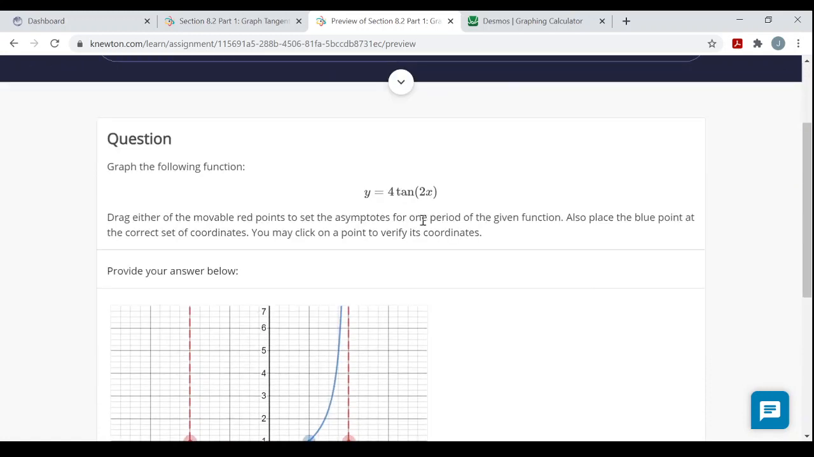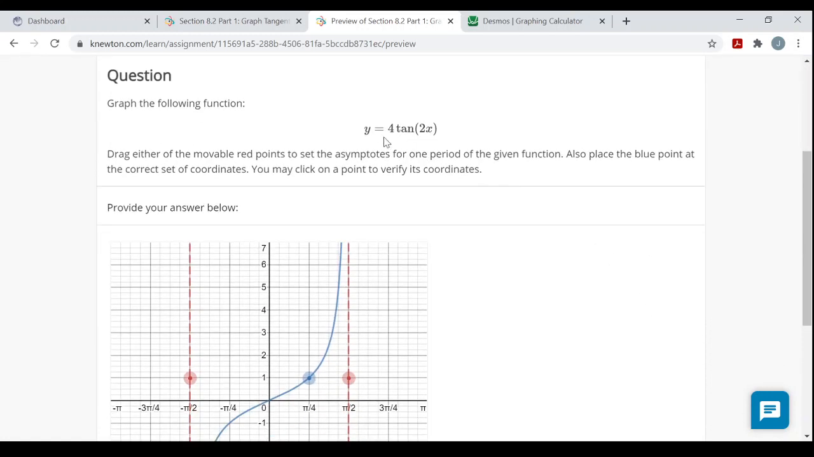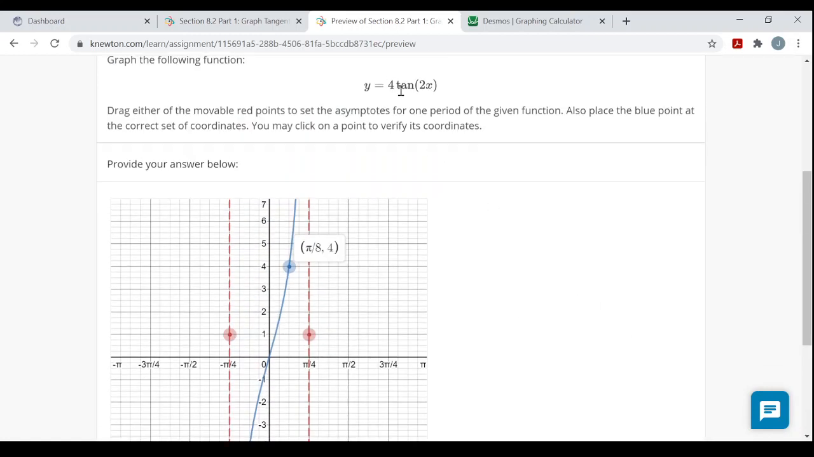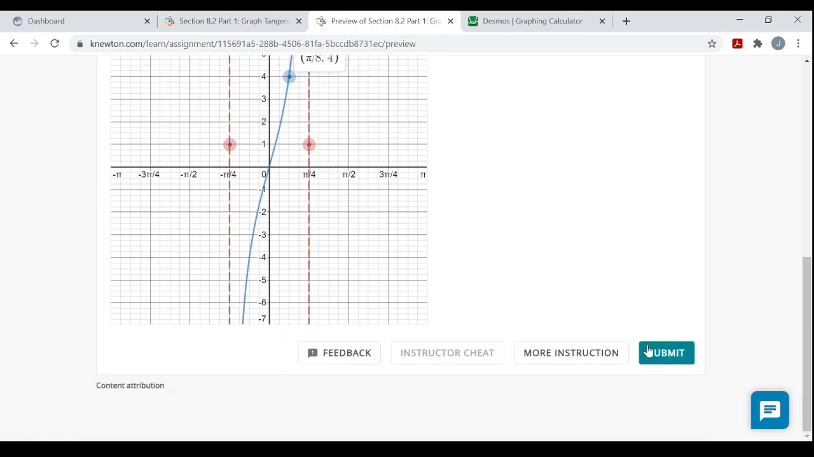All right, this one's similar. I know where they're going to be. The period's going to be pi over 2, so these asymptotes will be from negative pi over 4 to pi over 4. Then instead of pi over 8, comma 1, it'll be pi over 8, comma 4 because of the times 4 there. And it's going to be still rising because it's a tangent rising between asymptotes, and you're multiplying by a positive number. That won't change.